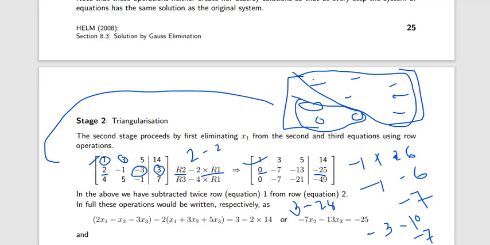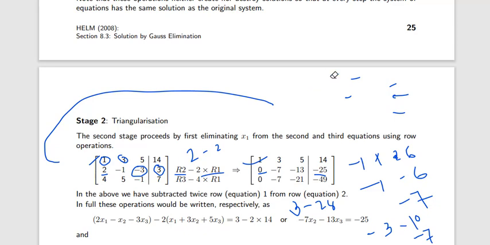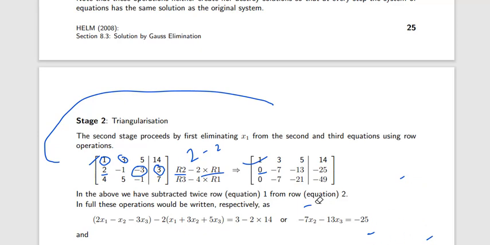We only did this operation in row 2, not row 1, but in the operation on row 2 we used row 1. So we have subtracted twice row 1 from row 2. The first task is completed, and we get 0 in the first position.